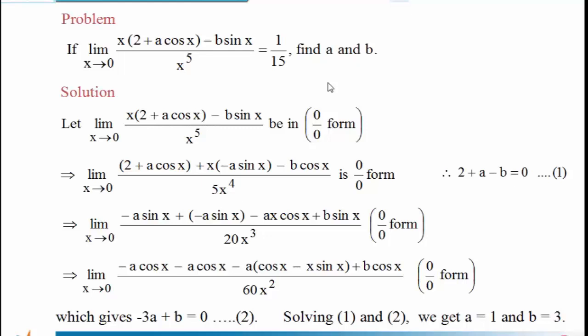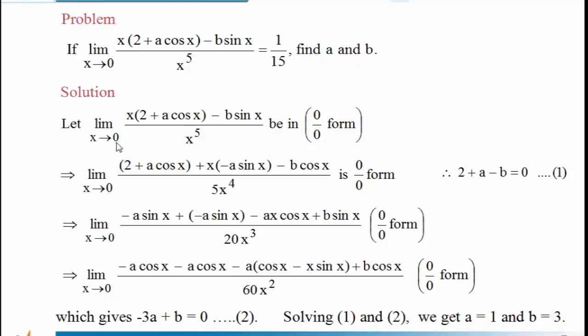Now talk about the next problem. Here we are given the limit as x tends to 0 of numerator divided by denominator, that is equal to 1 upon 15, and we have to find the values of a and b. Let us start.